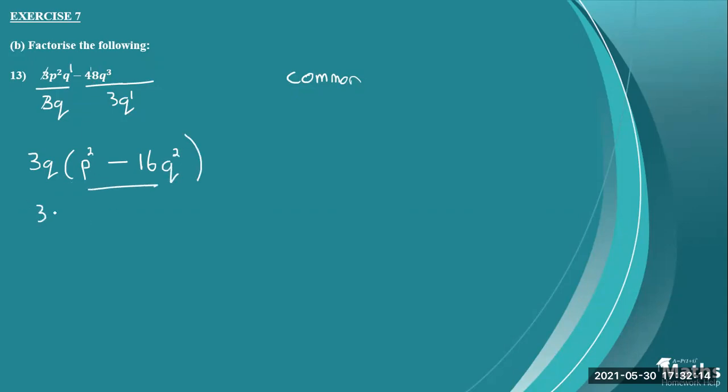This is difference between two squares now. I can write a plus in the one bracket, a minus in the other bracket. 1p there, 1p there. Square root of 16 is 4, and q squared, we break up into a q and a q. And we can't go any further with that one.